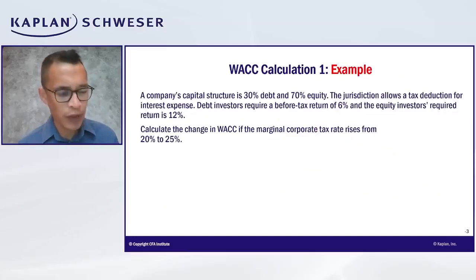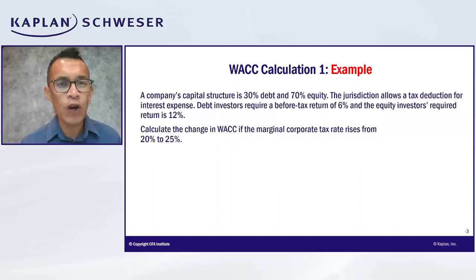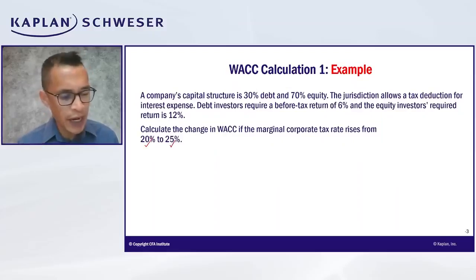Let's do an example here, okay? This is a very basic WACC calculation. We are going to have to do two calculations here, but they are very similar because they only involve a tax rate change from 20 to 25%. So you're essentially doing the same thing, but just plugging in a different number. So let's have a look and do this. We've got the capital structure of 30% debt and 70% equity, and then we've got the different costs of capital, 6% and 12%. Again, don't forget here that the 6% debt is tax deductible.